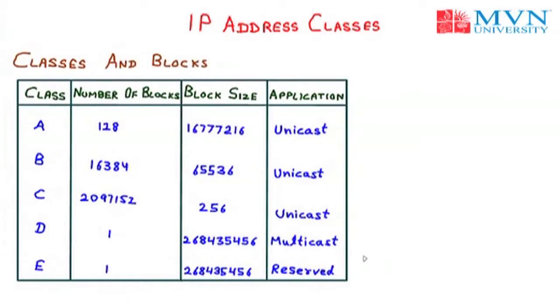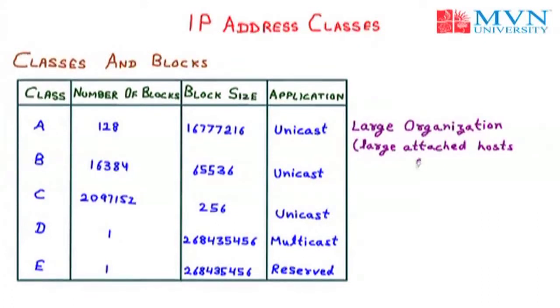Now classes A, B, C, D and E have their own functions. Class A block addresses are too large for any organization, so addresses are wasted. Class A addresses are used for large organizations. What do we mean by a large organization? It means a large number of attached hosts as well as routers. Next we have class B, which is used for mid-sized organizations. The class B block address is also too large for many organizations.